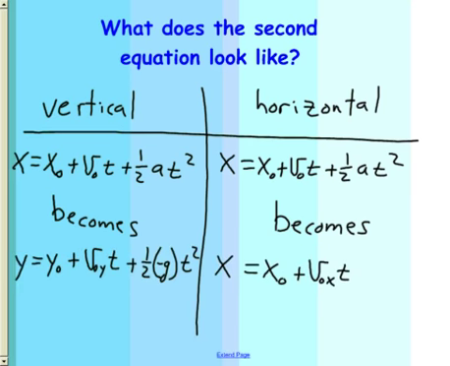Here's what I got. How did you do? Notice what I did. Plugged in negative g for a on the vertical side, and that whole last term on the horizontal side, the 1/2 at squared, I just got rid of because a is 0. Okay? How'd we do? Did you do all right?